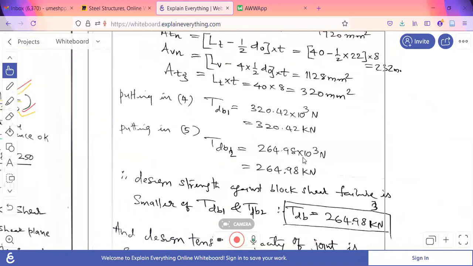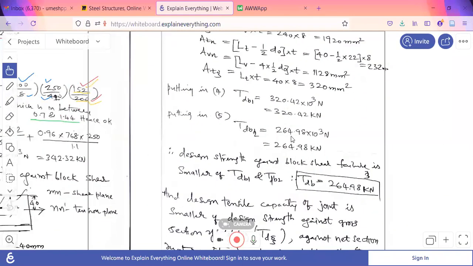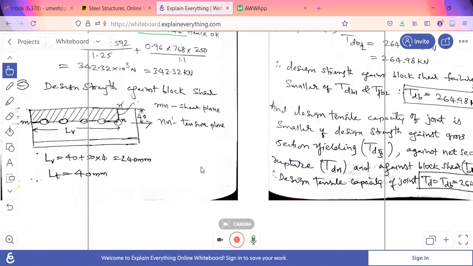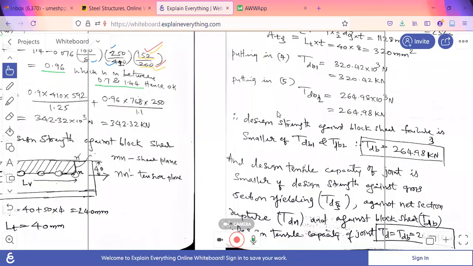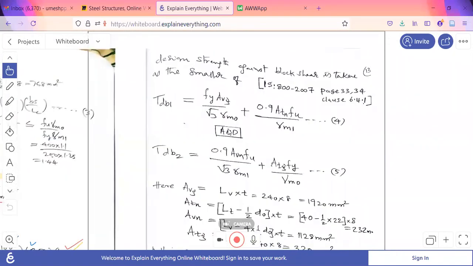This is also a big calculation, block shear. That is why I purposely took block shear in a 1 hour class, the previous class. Only block shear I explained, even though it is just a part of the solution. Design strength against block shear is one part of the solution, but I took 1 hour for that. You can see here all these calculations I have done. Design strength against block shear is the smaller of this and this. Again, you can see pages 33, 34, clause 6.4.1, it is there. I already told you I have done one full class on it.